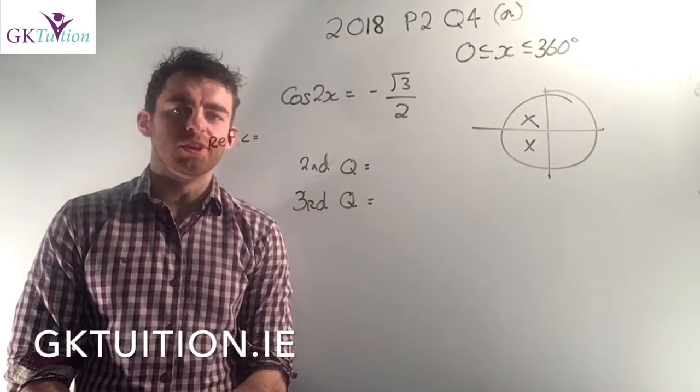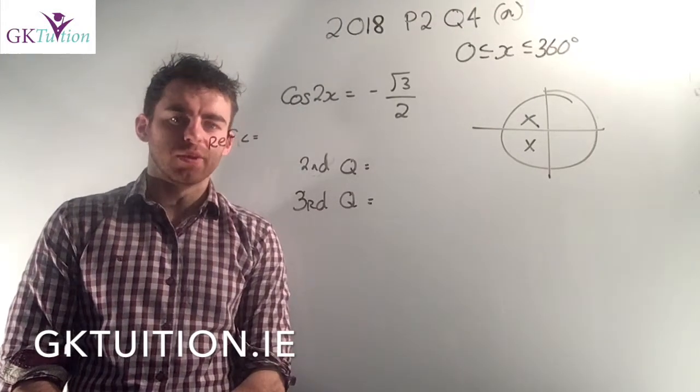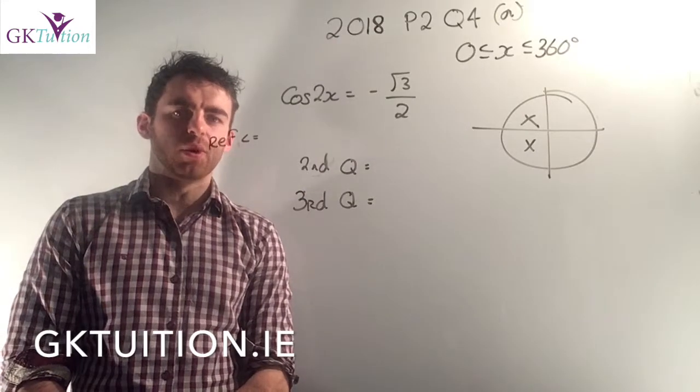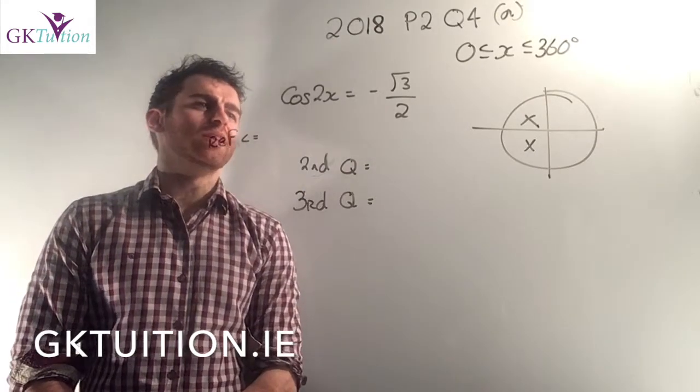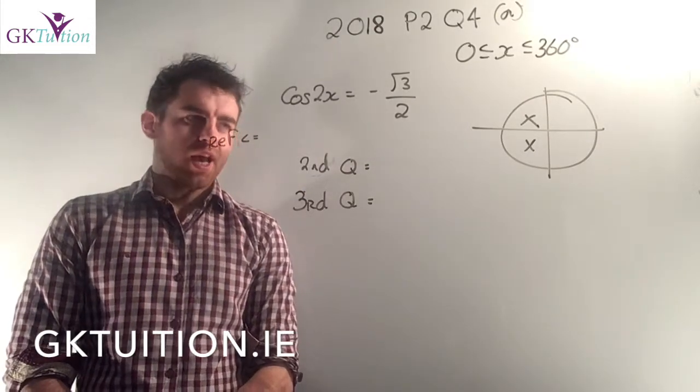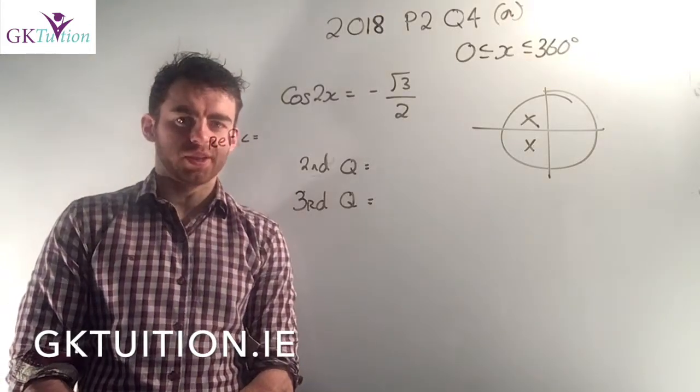Hi, I'm Paul Kyogan from GK Tuition, and in this video I want to talk to you about trigonometry. Now the question we're going through here is 2018 Paper 2 Question 4. And the first part of this question was a unit circle question.